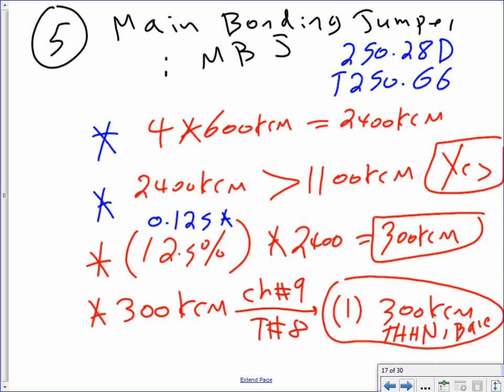What if it was less than? If it's less, then you use this number, and we go directly into chapter 9. If it's less, then you use that number and you go directly to chapter 9.